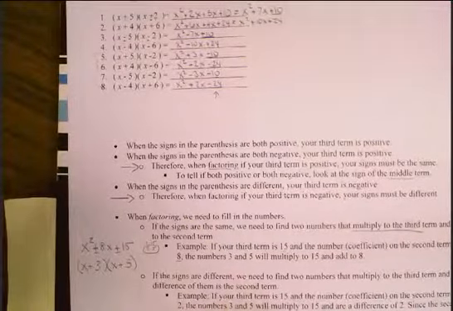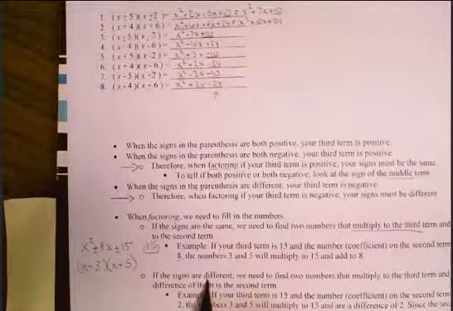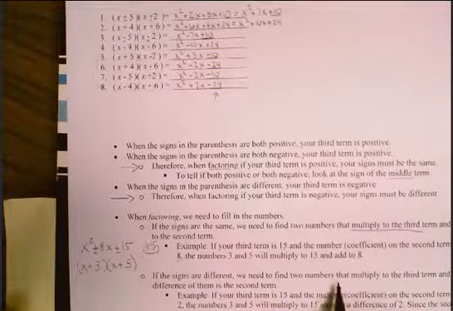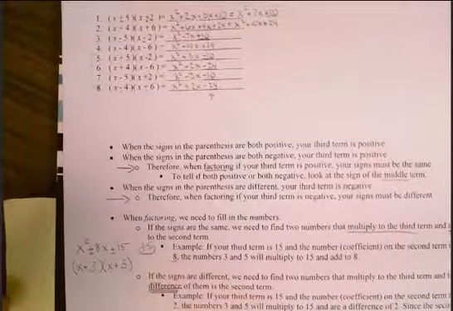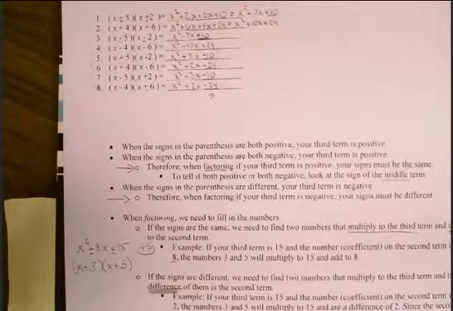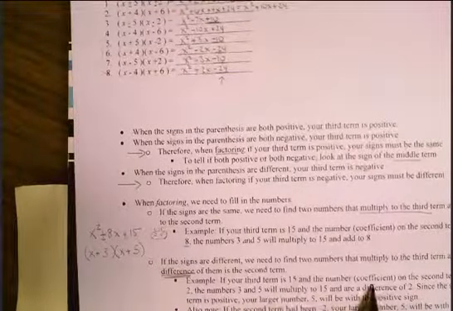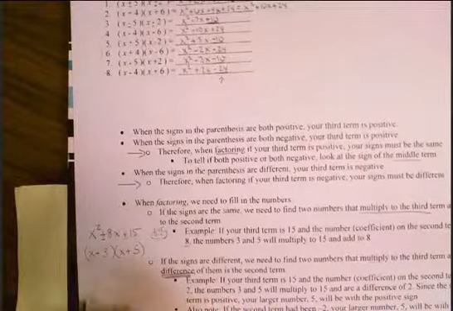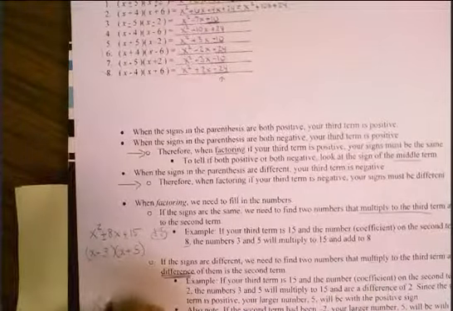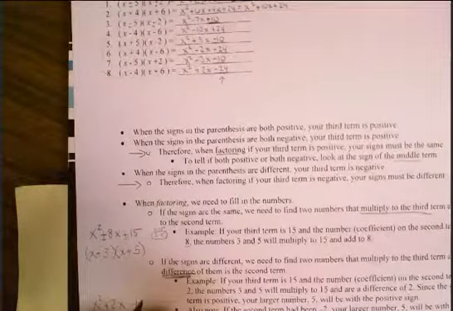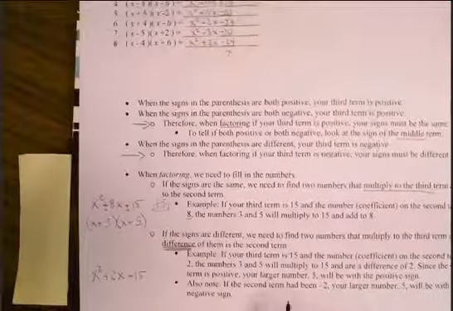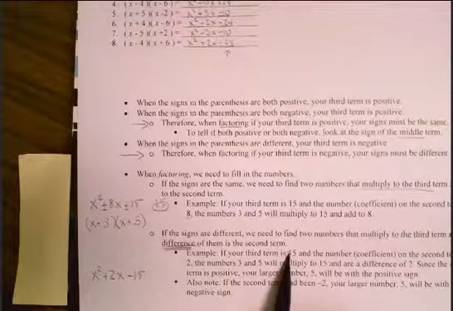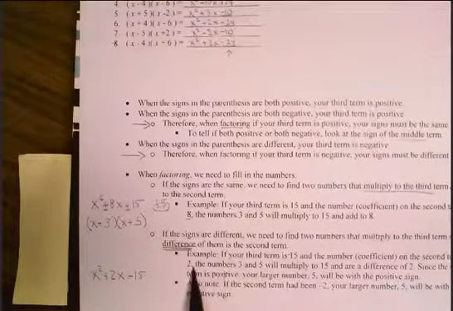Okay, let's take a look at a different example. If the signs are different, we need to find two numbers that multiply to the third term, so that stays the same. But now we're finding the difference to the second term. So here's an example: if our third term is 15 and the number on the second term is 2, that means we have x squared plus 2x. Oh, I'm sorry, we need to change that to a negative. So if the third term is negative 15 and our second term is 2.